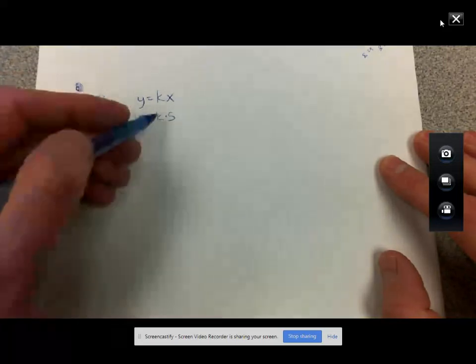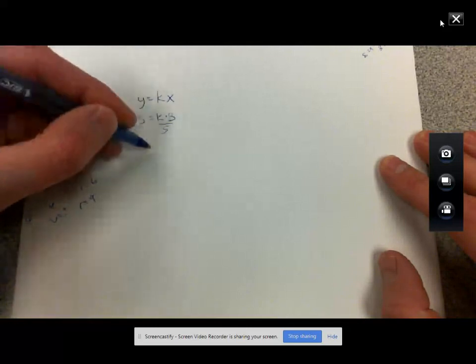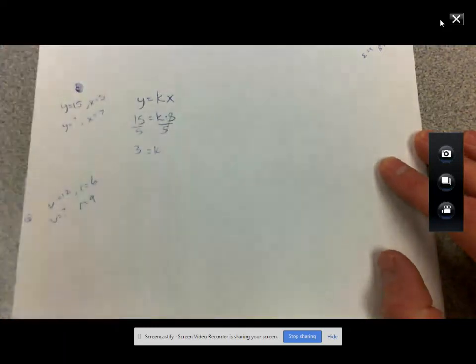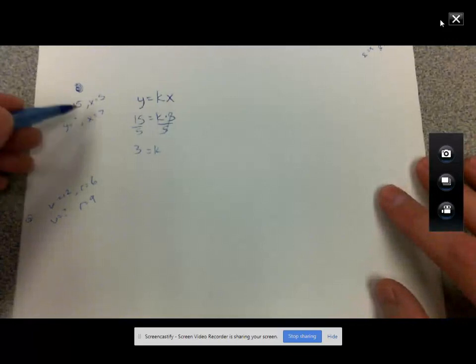It would have to be 3. 3 times 5 is 15. You could solve that by dividing by 5. And 5 divided by 5 is 1, so we have 1k left over. k is 3. Sadly, that's not what they asked us. They didn't say, what is the constant of variation? What is k? They said, when y is 15, x is 5, what would y be when x is 7?